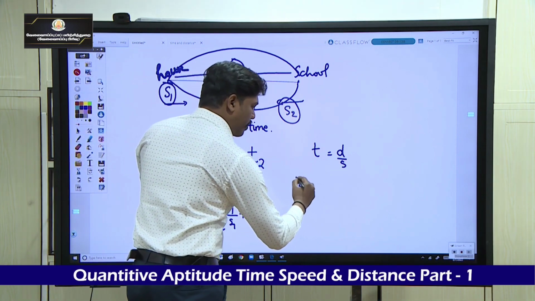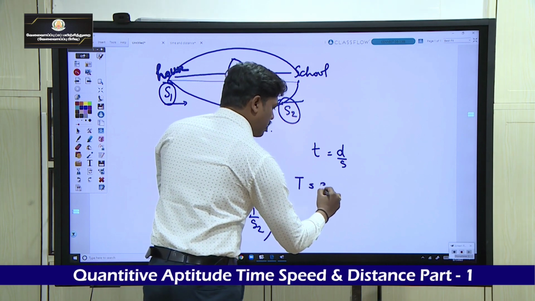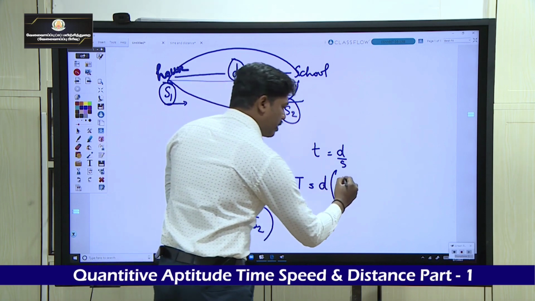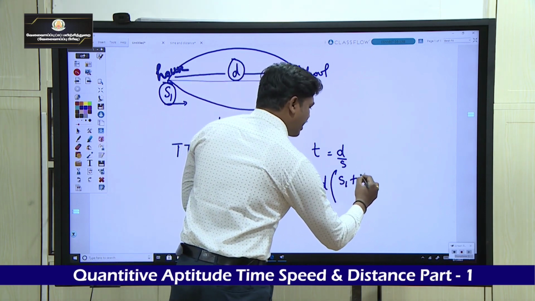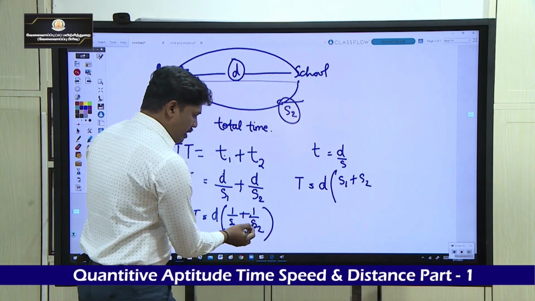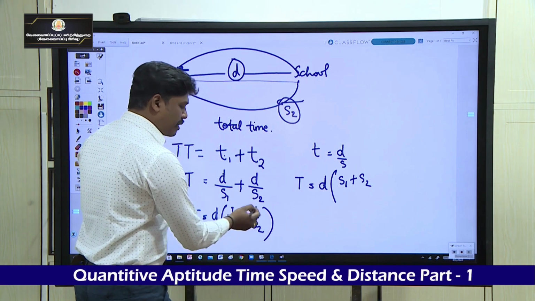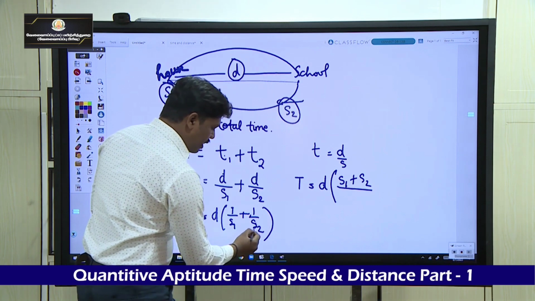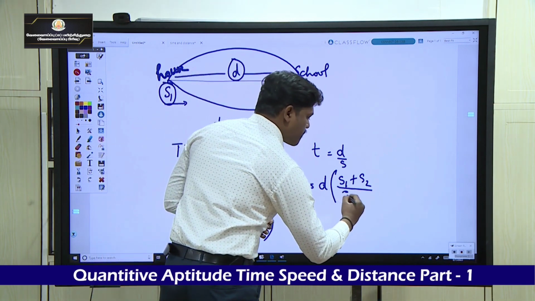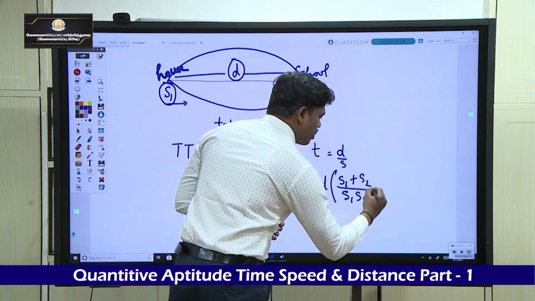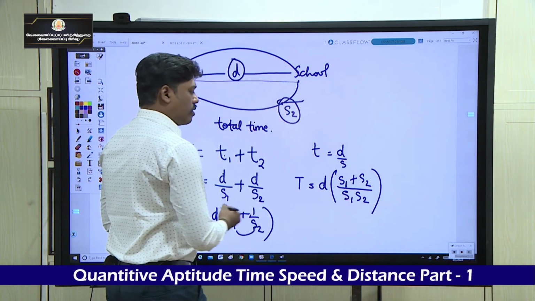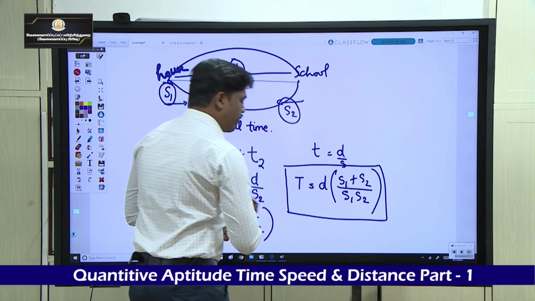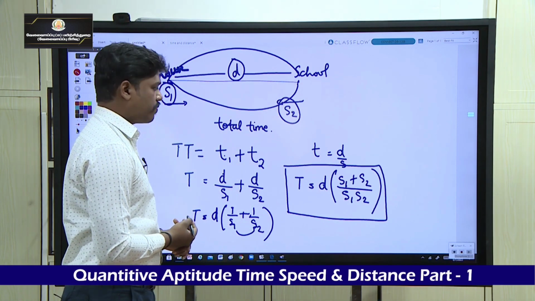So time is equal to distance into (S1 plus S2), you will be getting 1 into S1 plus 1 into S2, divided by S1 into S2. So this is the formula we can use there.